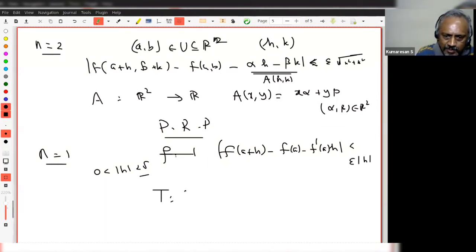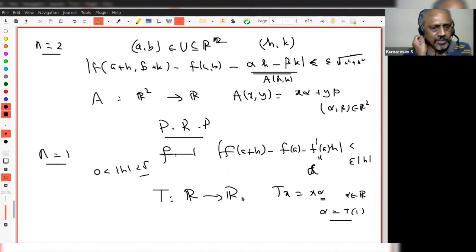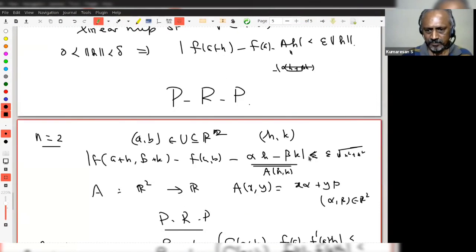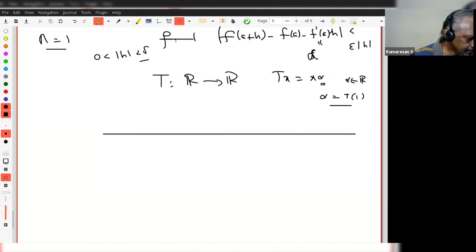Now, what are the linear maps T from R to R? According to us, T of x must be x times alpha. That's it. There is a unique real number alpha. And what is alpha? Alpha is T of 1. You understand this? This alpha is your f dash at T. So even in the one variable case and the two variable case, we get exactly this. Okay. Do you understand?